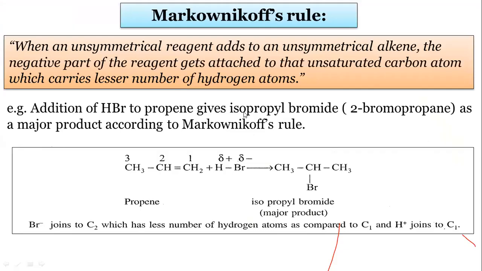See, this rule is given here. When an unsymmetrical reagent adds to an unsymmetrical alkene, this is an unsymmetrical alkene and this is an unsymmetrical reagent, then the negative part of the reagent, see, the negative part is bromine, Br delta minus, is attached to the unsaturated carbon which contains fewer hydrogen atoms. See here, so the bromine will be added here. And this is the major product, isopropyl bromide.